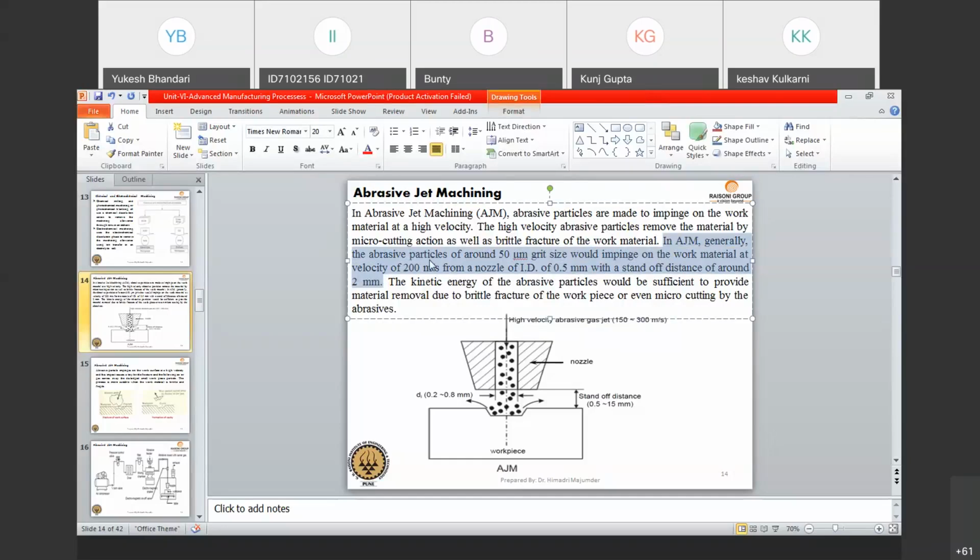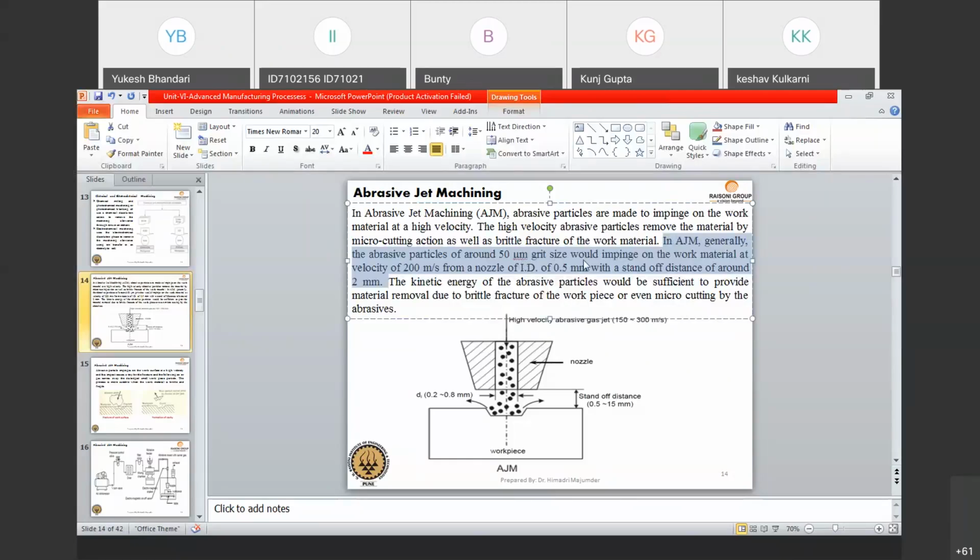In abrasive jet machining, different types of energy sources and abrasive particles are used. If you understood this line, you can see that different machining processes and process parameters have already been discussed here. First, in abrasive machining, abrasive particles should be there. What is the size of those abrasive particles? 50 micron grit size.